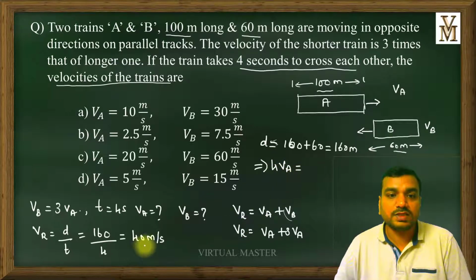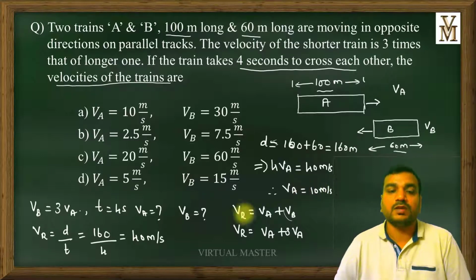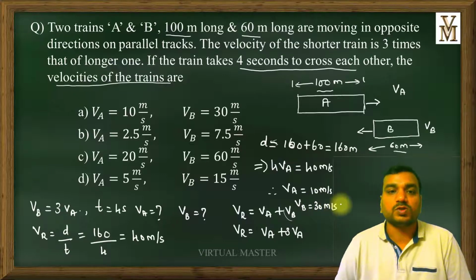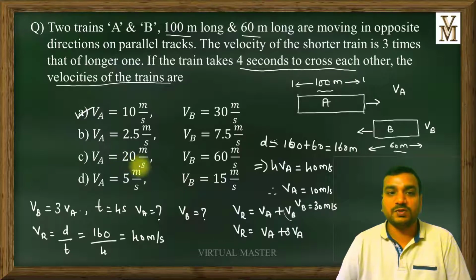And what is VR? Just now we have found out it is 40 meters per second. Therefore, VA will be equal to 10 meters per second. And VB is equal to 3VA, so naturally VB will be equal to 30 meters per second. So option A is the correct answer, that is, VA equals 10 meters per second and VB equals 30 meters per second.